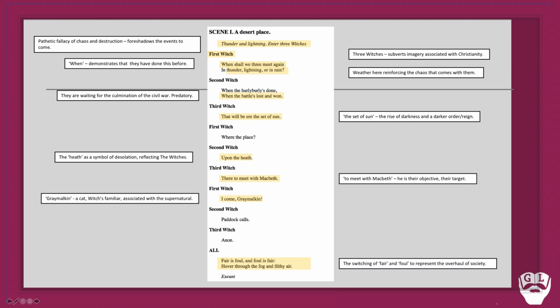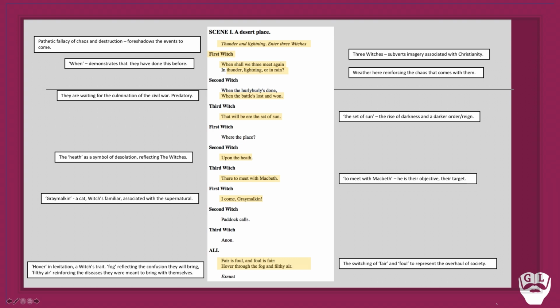The first aspect is this switching of fair and foul, fair being good, foul being evil, that fair will become foul, the good, such as Duncan and Banquo, will be killed off, and the foul deeds will bring fair rewards. There's that sense there. We also have this idea of "hover through the fog and filthy air." Hover in the sense of levitation, a trait commonly associated with witches. But we also have this sense of fog reflecting the confusion that they will bring, the disorder to Scotland that will be through their actions and deeds.